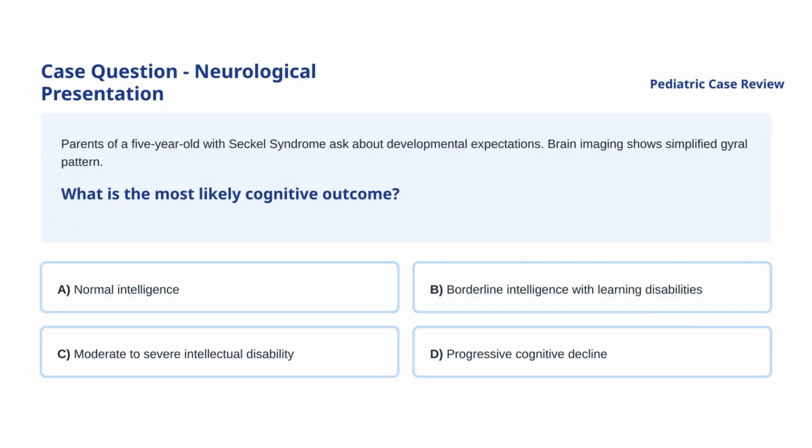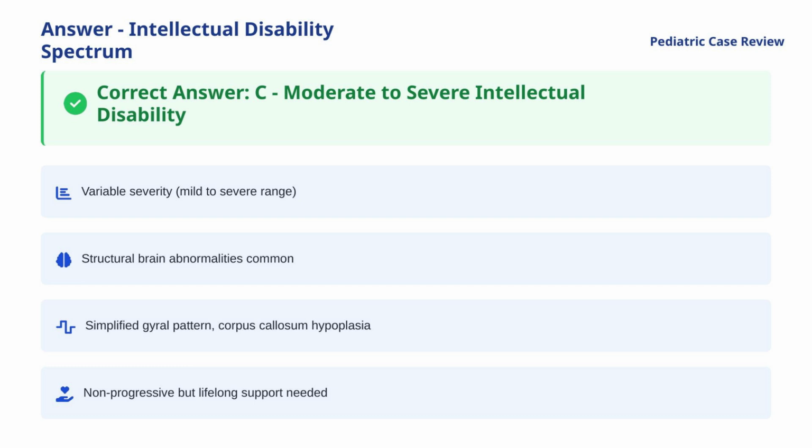Case 4. Parents of a 5-year-old with Seckel syndrome ask about developmental expectations. Brain imaging shows simplified gyral pattern. What is the most likely cognitive outcome? Option A, normal intelligence. Option B, borderline intelligence with learning disabilities. Option C, moderate to severe intellectual disability. Option D, progressive cognitive decline. The correct answer is C.